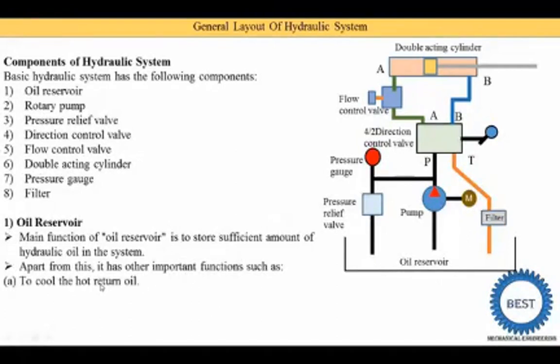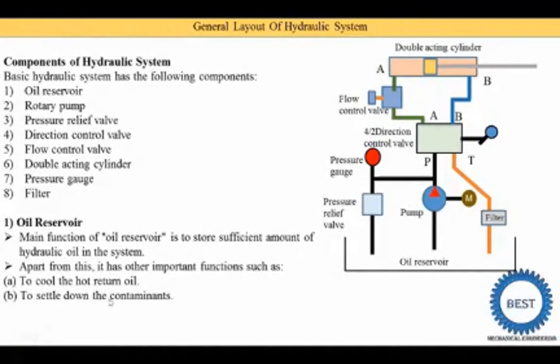First one is to control the hot return oil. Here you see the return oil is coming. The return oil temperature is increased in these various parts or components, because in a pump its pressure is increased, and with this pressure its temperature is also increased due to friction in the different pipes and components. So the return oil temperature is higher, and its temperature reduction is required, which is carried out in the oil reservoir.